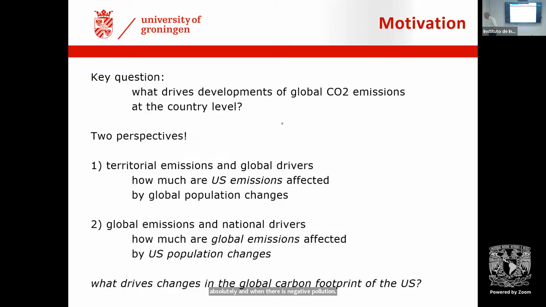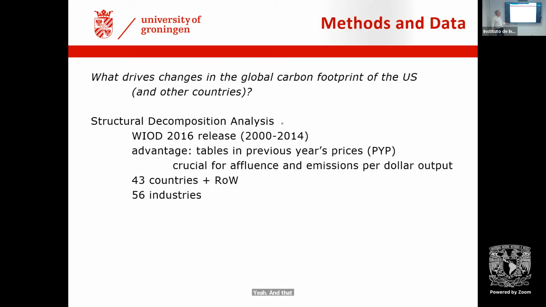So in general, the key question is what drives developments of global emissions at the country level, and you can choose two perspectives. You can look at the territorial emissions and the global drivers. So it tells you how much US emissions are affected, for example, by global population changes. Or the other way around, that's what we also did in the previous paper, look at global emissions and the national drivers. So how much are the global emissions affected by changes in US emissions? And that is what we're going to look at also in this book.